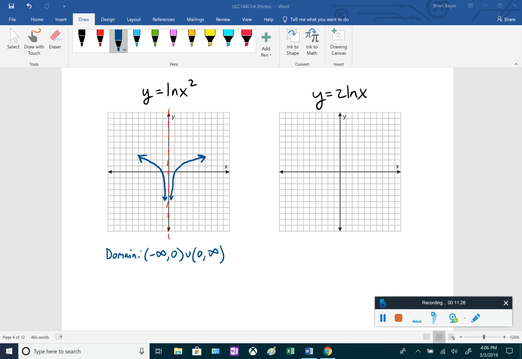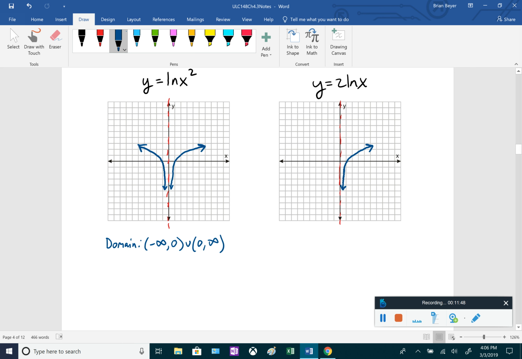For 2 ln of x, 2 ln of x is also going to have a vertical asymptote at x equals 0. It's going to have this side over here. Obviously, this is a rough sketch, so it's not going to be perfect. It does not have that left portion of it because we can only plug in the positive x values because that's the domain for logarithm. So the domain here is going to be just 0 to infinity.